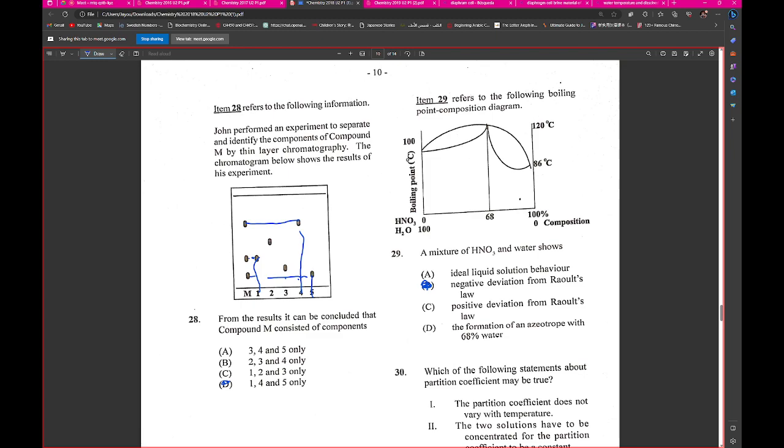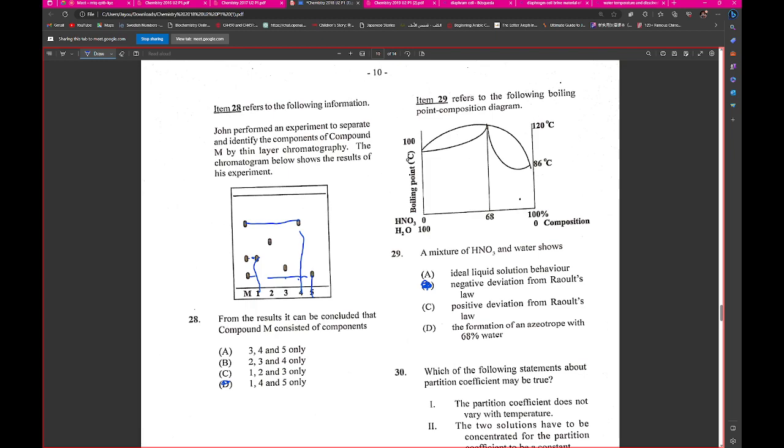Isn't negative curving up and positive curving down? I think for the boiling point, it's the opposite. For the vapor pressure, positive would be up, and for the boiling point, it would be down. Right, so that's how it works. For vapor pressure, it would be. Can you explain it a bit? Why? Raoult's law.